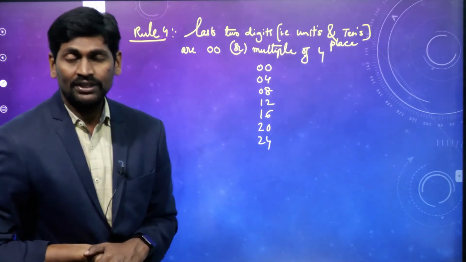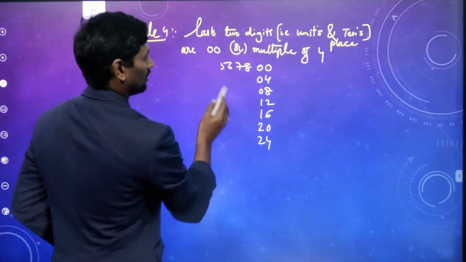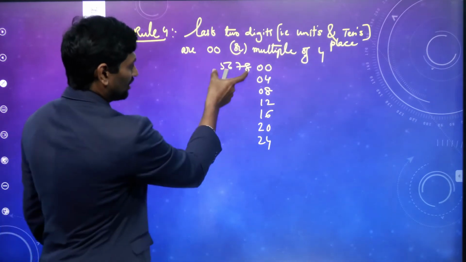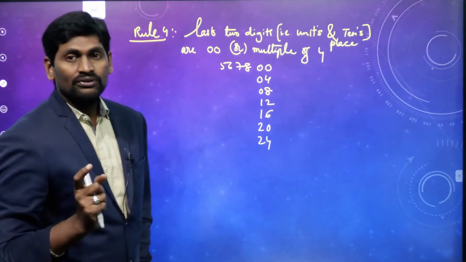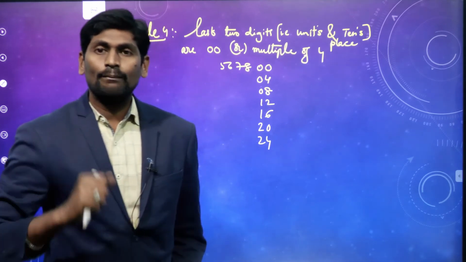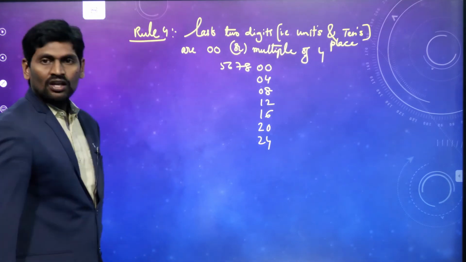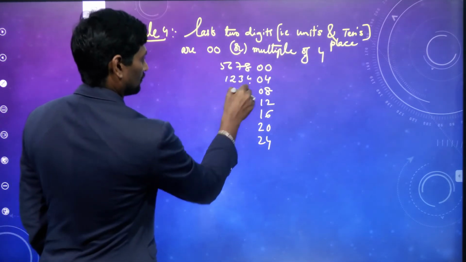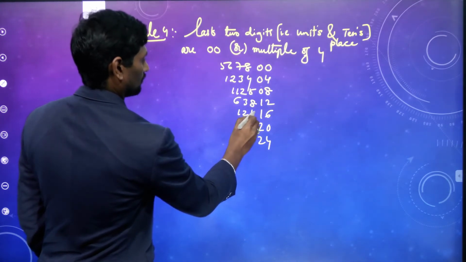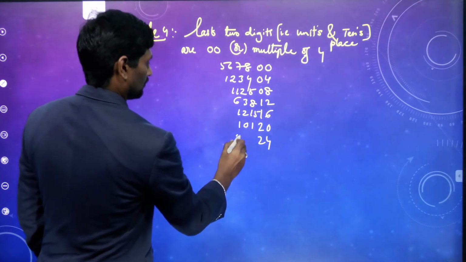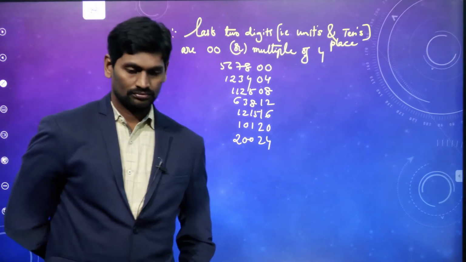The entire number will be divisible by 4. Whatever the first digits are, it doesn't matter. The number is exactly divisible by 4 if the last 2 digits are zeros or multiples of 4. All of these are divisible by 4 based on this rule.